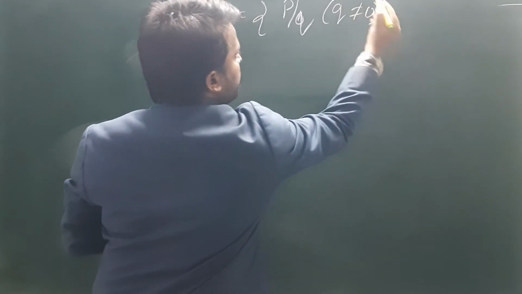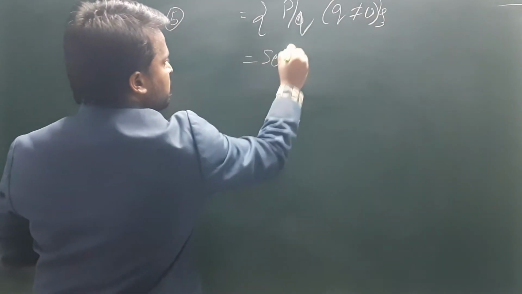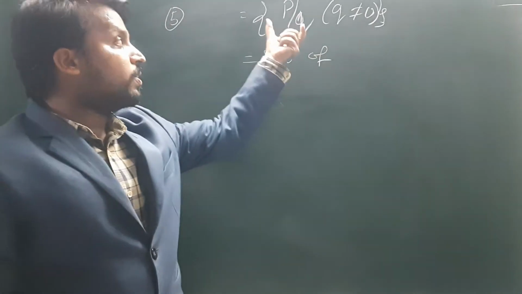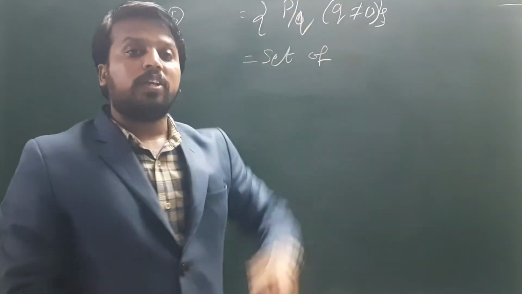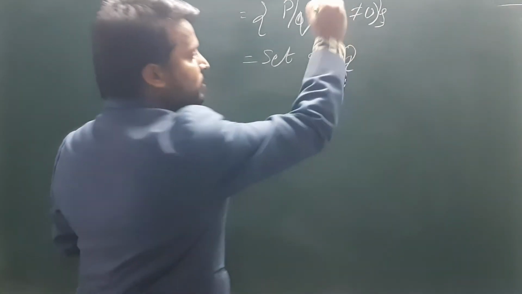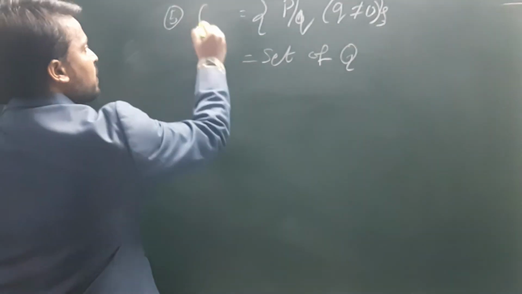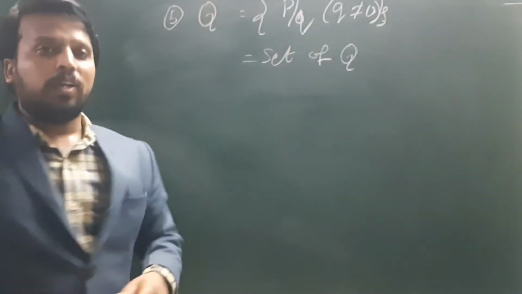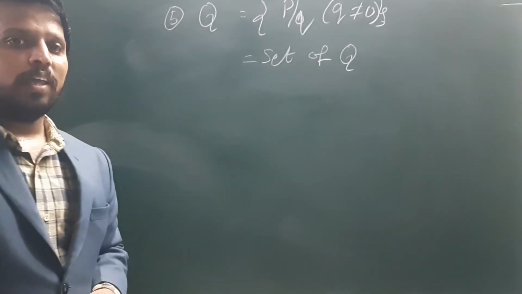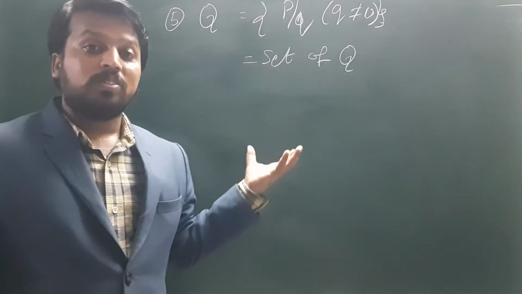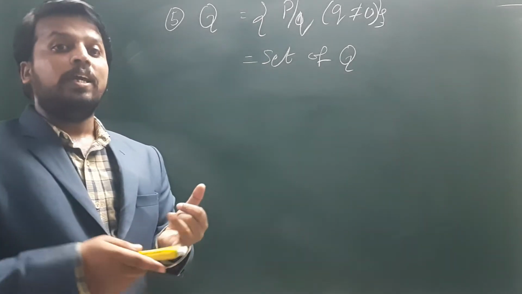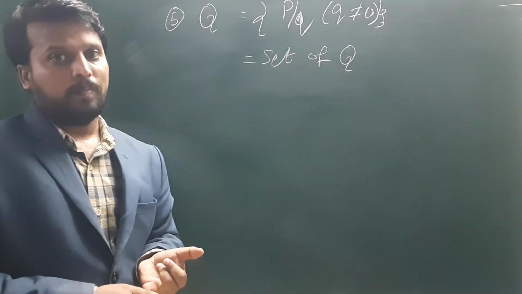Q will never equal 0. The set of P by Q form, where Q is not equal to 0, that only we will call the rational numbers. These rational numbers are represented with the capital letter Q. So these rational numbers are nothing but fractional numbers as well as decimal numbers.